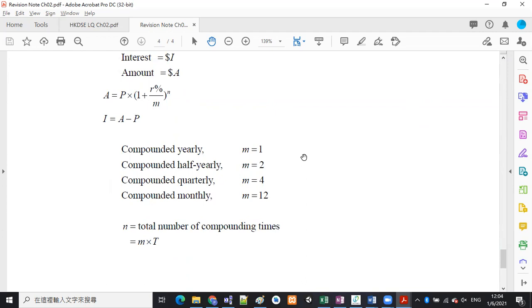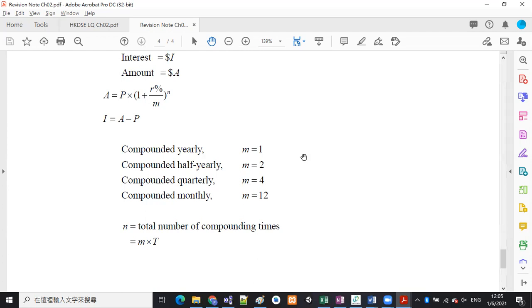And remember the formula. The formula is A equals P times (1 plus R% over M) to the power N, where N is equal to M times T, and T is the number of years. If the question asks you to find the interest, you need to calculate the amount first, and then take away the principal. The remaining part will be the interest, the extra part. So the concept is like this.